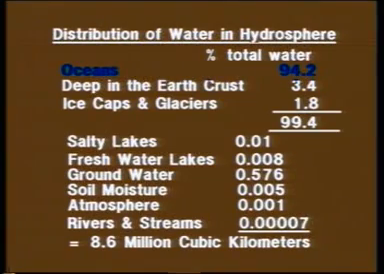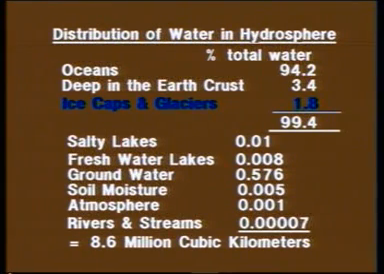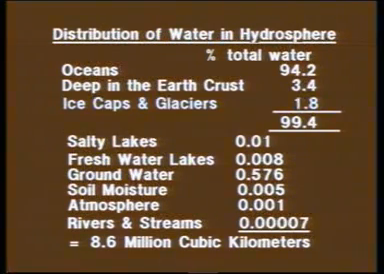Ocean water is not directly usable. The water in the Earth's crust, ice caps and glaciers is not in a convenient place for us to use. Thus, the usable fresh water is only about 0.6%. The water stored in rivers and streams is very little.